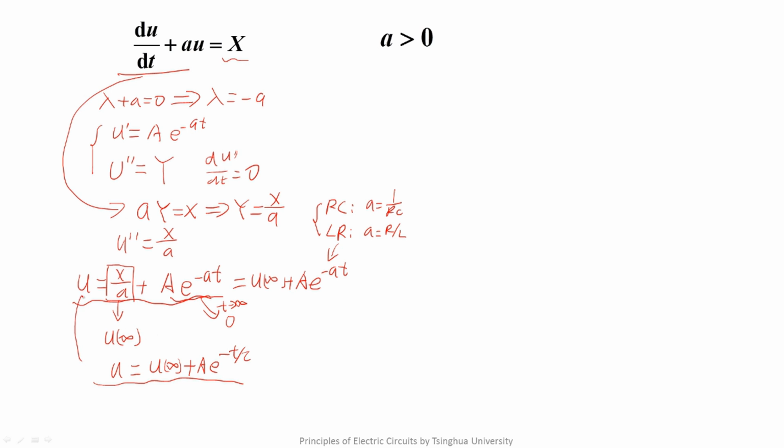Our view is changed from mathematics to circuits. The undetermined coefficient A can be solved with the 0 plus value. In other words, U0 plus equals U infinite plus A, because this part equals 1 when t equals 0. So we can find A equals U0 plus minus U infinite. The branch variable equals U infinite plus U0 plus minus U infinite multiplied by e to the power minus t over tau.